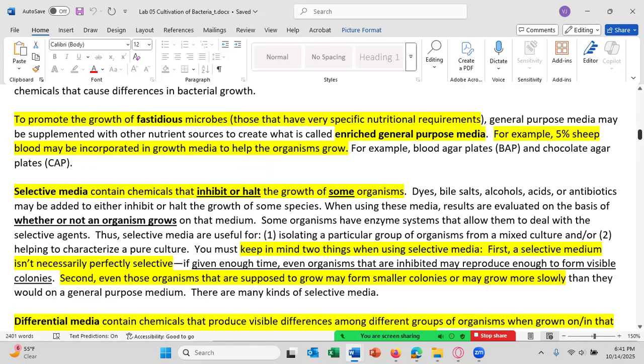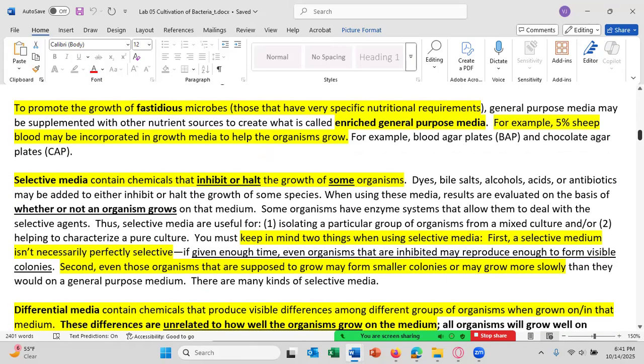We also have selective media, and this is a media that has chemicals which inhibit or halt the growth of some organisms, but allow the growth of other organisms. Keep in mind 2 things when using selective media. First, a selective media isn't necessarily perfectly or 100% selective. If given enough time, some organisms that are inhibited may grow and reproduce on the selective media.